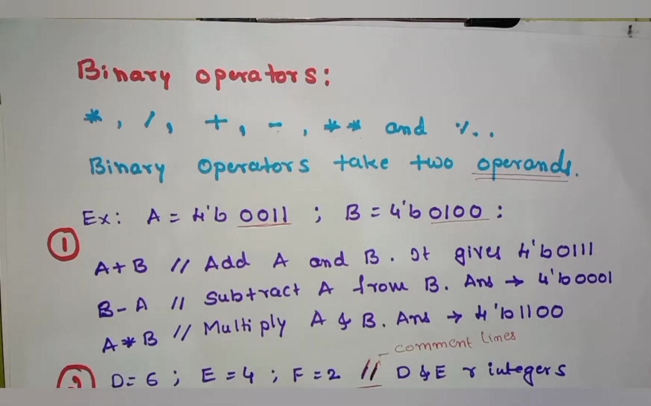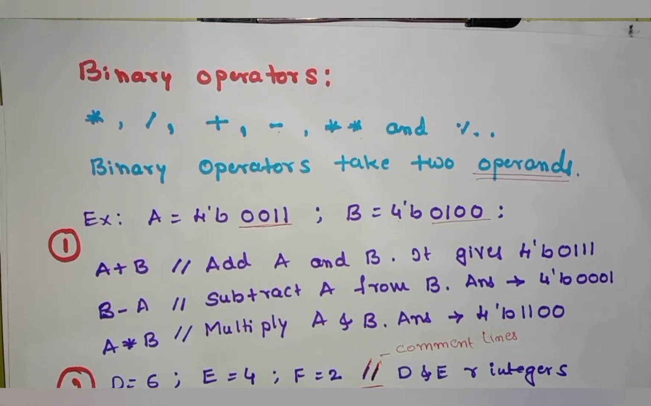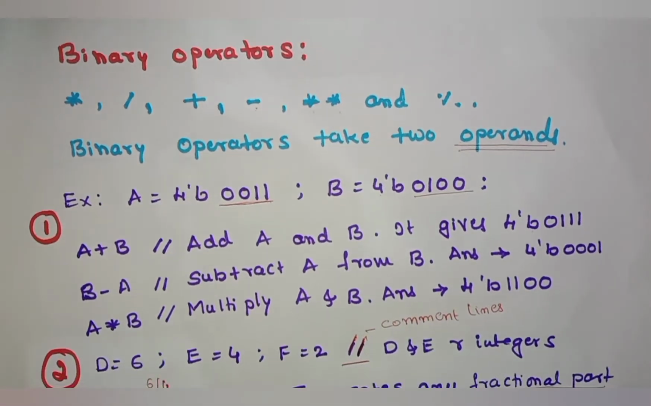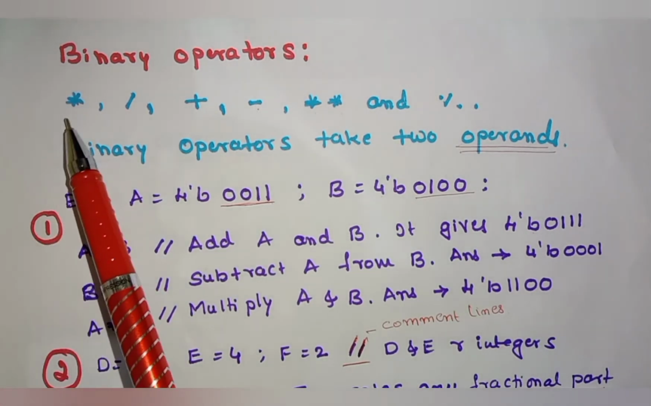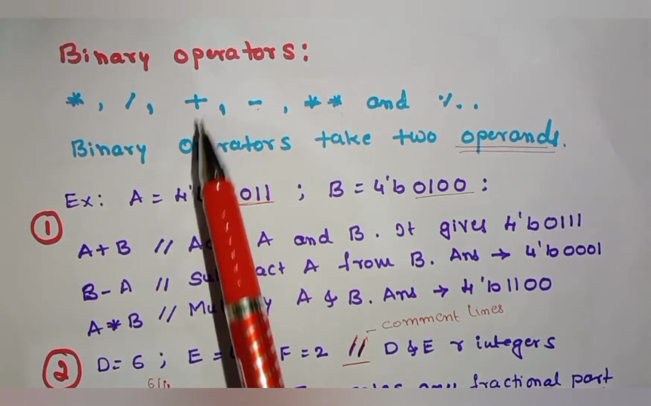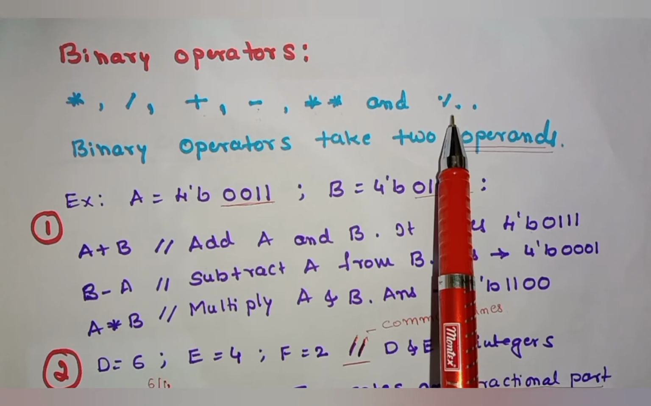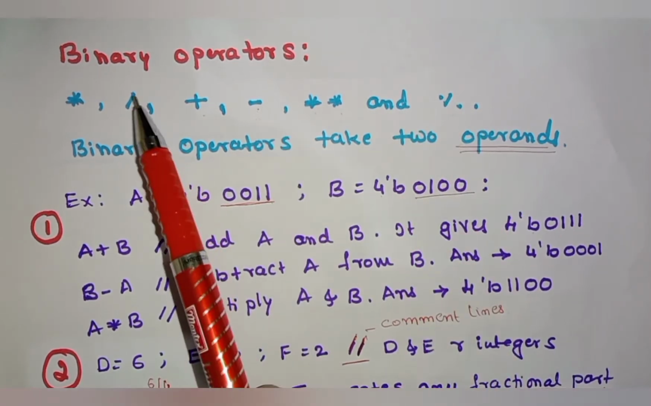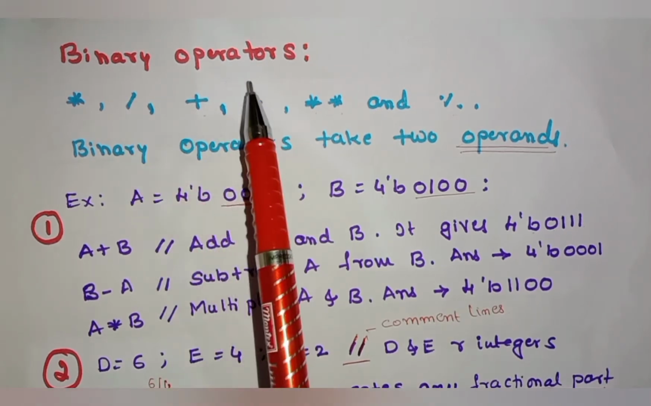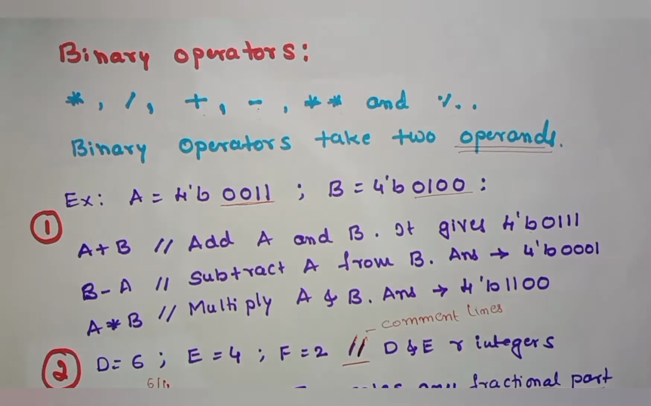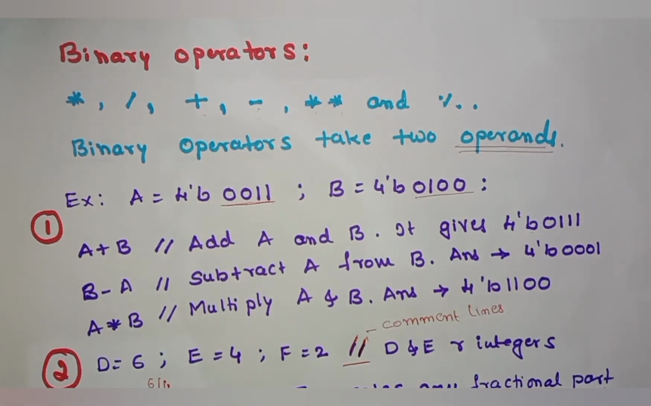What do we mean by binary operators? Until now we have studied different types of operators. In that, the star, forward slash, addition, subtraction, the exponential operator, and the modulus operator come under the binary operators. Why? Because they use two operands for their operation. That is why they are called binary operators. Let us see an example here.